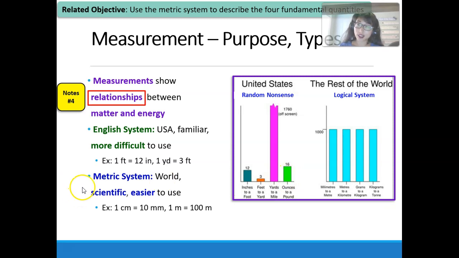The metric system, on the other hand, is what most of the world uses, and the scientific world especially, and it's a little bit easier to use, right? Because it comes in tens basically. So 1 centimeter equals 10 millimeters, or 1 meter equals 100 centimeters. So it all has to do with this 10, 100, 1,000 kind of relationship, which is much, much easier to understand. So this is your fill in the blank for notes number 4. Fill in the blank with the word relationships. Make sure you click outside of the box to save it, and then we're going to keep on going.